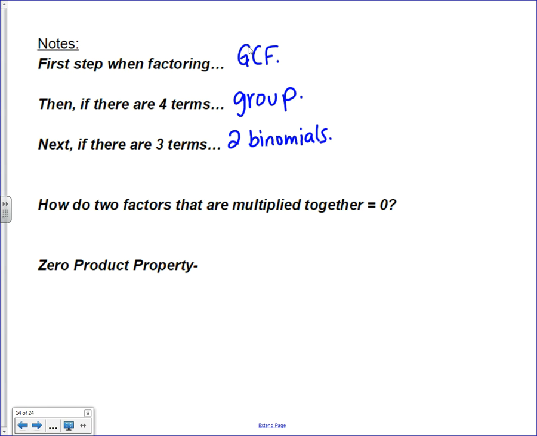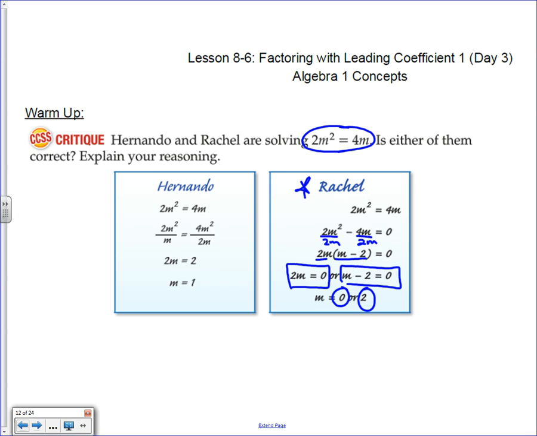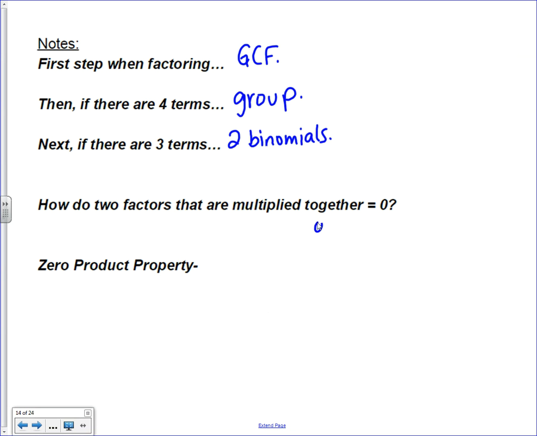All right, so now I'm going to go back up to this warm-up here. How do 2 factors that are multiplied together equal 0? Not necessarily variables. You're on the right track, though, Dalton. How do I get these 2 things to multiply to be 0? One of them has to be 0. Does it matter which one? No. One of them must be 0.